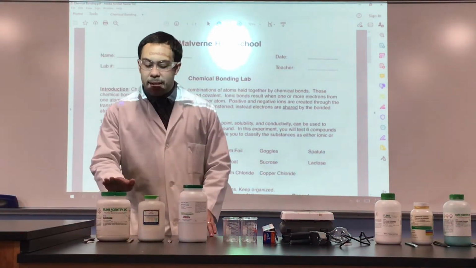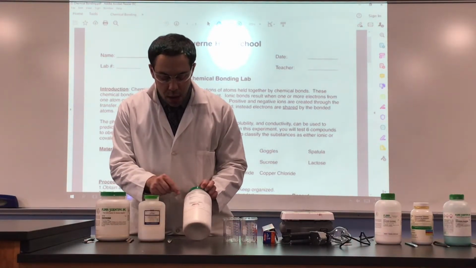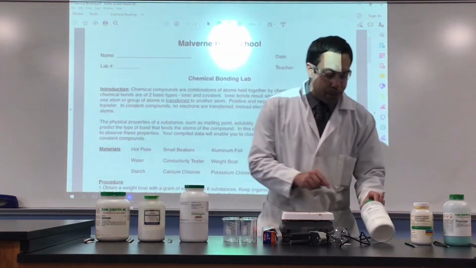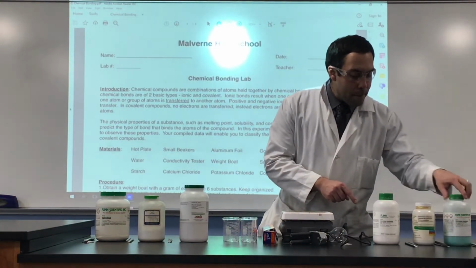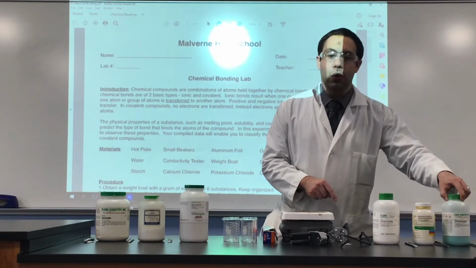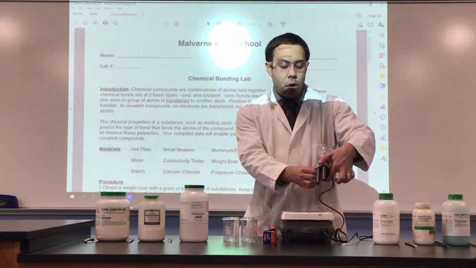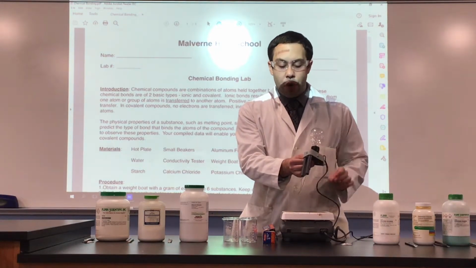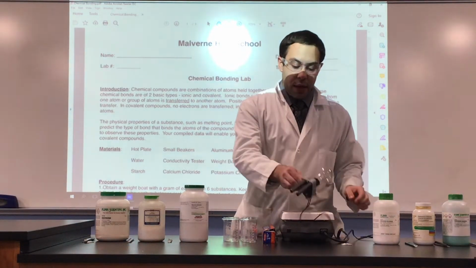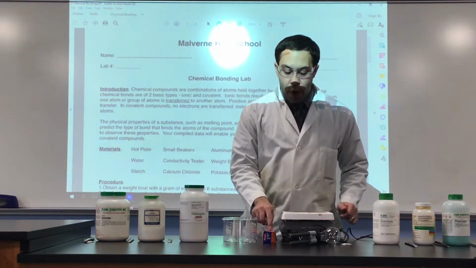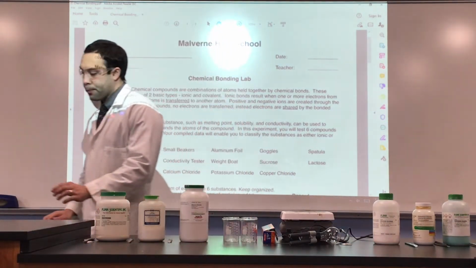So what we have is 6 substances. We have sucrose, lactose, starch, soluble starch, calcium chloride, potassium chloride, and copper 2 chloride. We have a hot plate. We have a conductivity tester, which is a light bulb with 2 electrodes, and this is plugged into the electrical outlet. Aluminum foil, 6 clean beakers, and 6 spatulas.